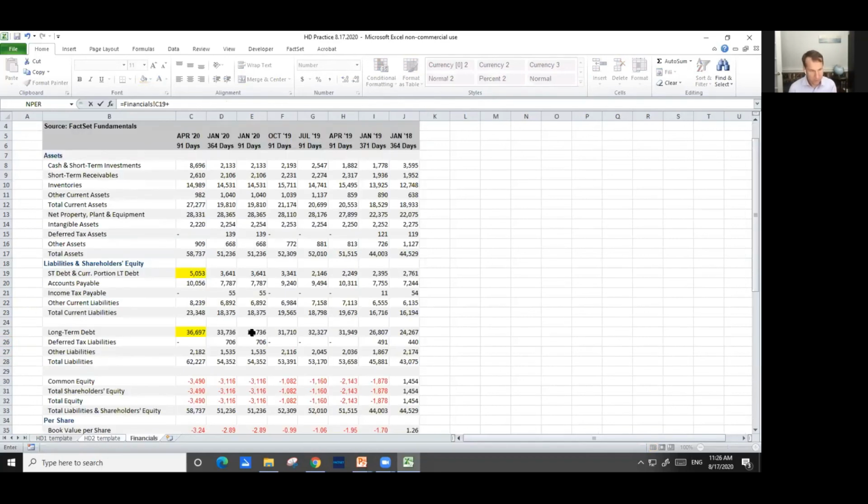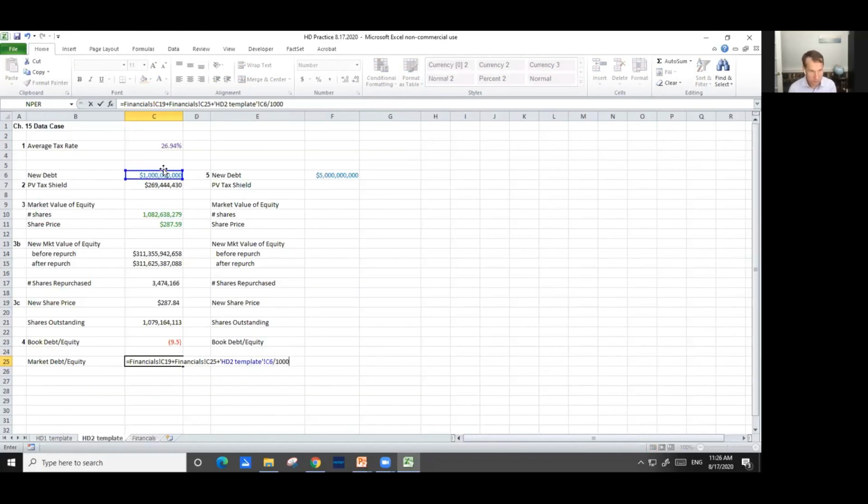So the short-term debt plus long-term debt plus $1 billion divided by 1 million. I'll put it in brackets. Divided by equity minus debt. And now maybe what I should be doing is multiplying balance sheet values by 1 million so that they're all in the same units. So that gives me 1376 as market debt to equity ratio.